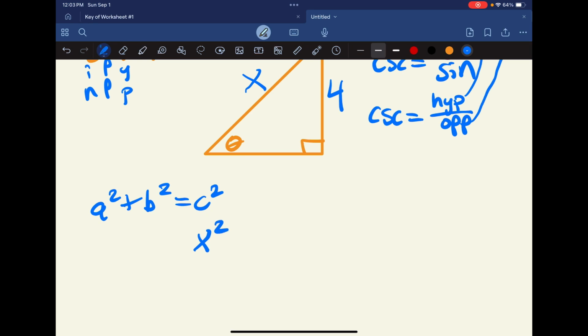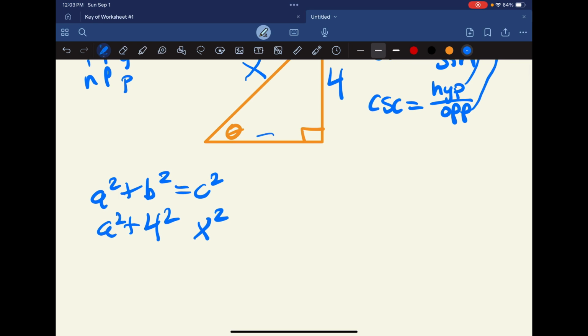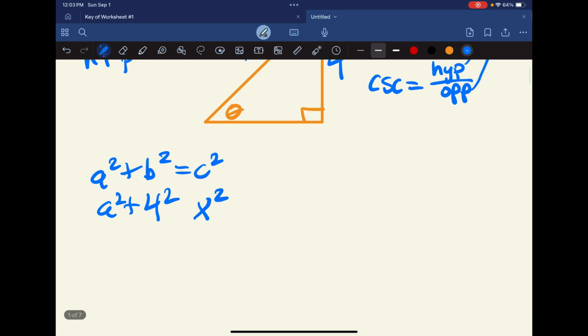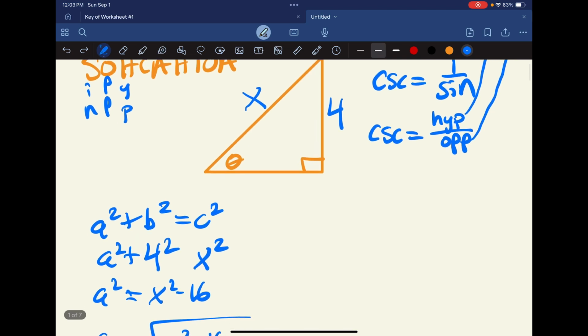So our hypotenuse is x, so that becomes x squared. Our b is 4, so that becomes 4 squared. And this is going to be our a side. So a squared equals x squared minus 16, because 4 squared is 16, and then we subtract 16 from both sides to isolate a and get it by itself. So a ends up being the square root of x squared minus 16. Technically plus or minus, but that doesn't matter for this problem.